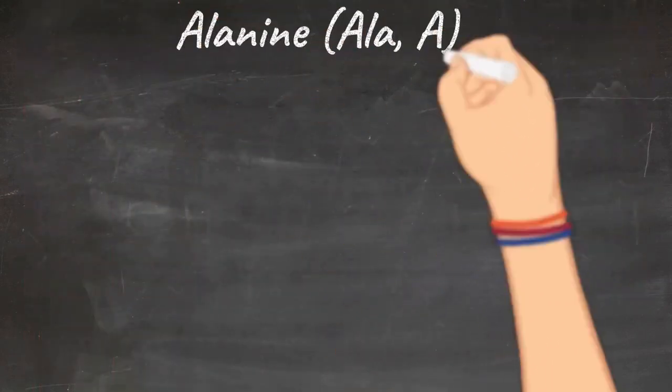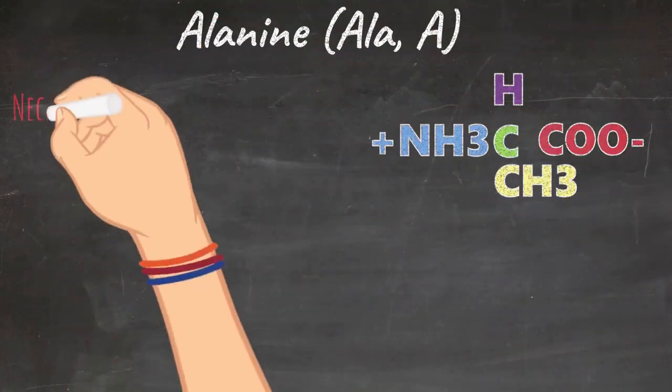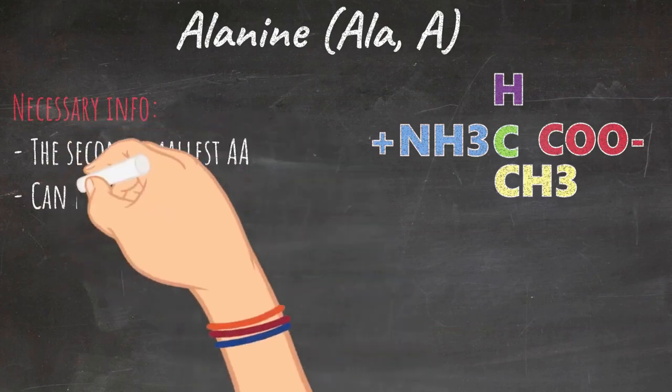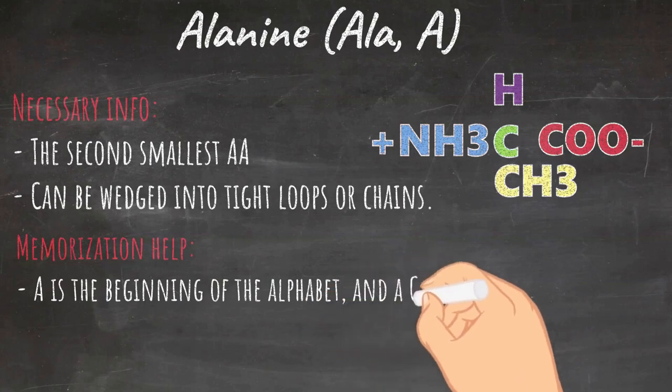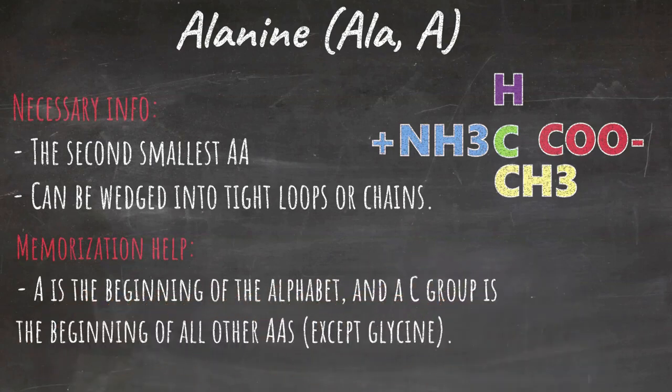Alanine is the second smallest amino acid, and it can be wedged into tight loops or chains. One easy way to remember the structure is that A is the beginning of the alphabet, and a C group is the beginning of all other amino acids except for glycine.